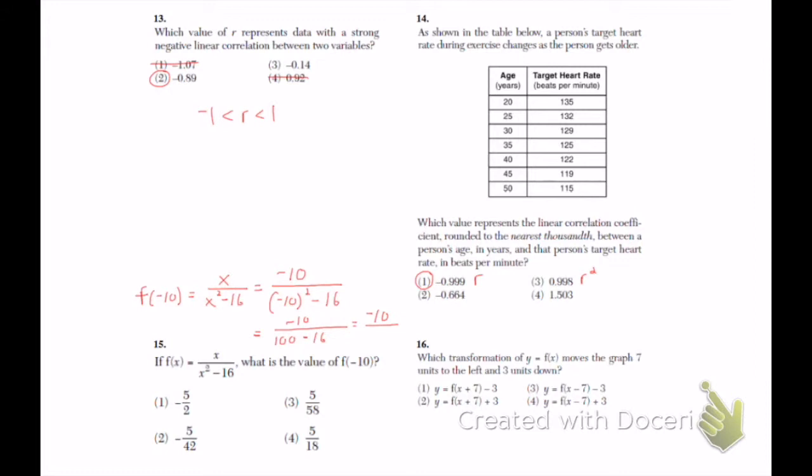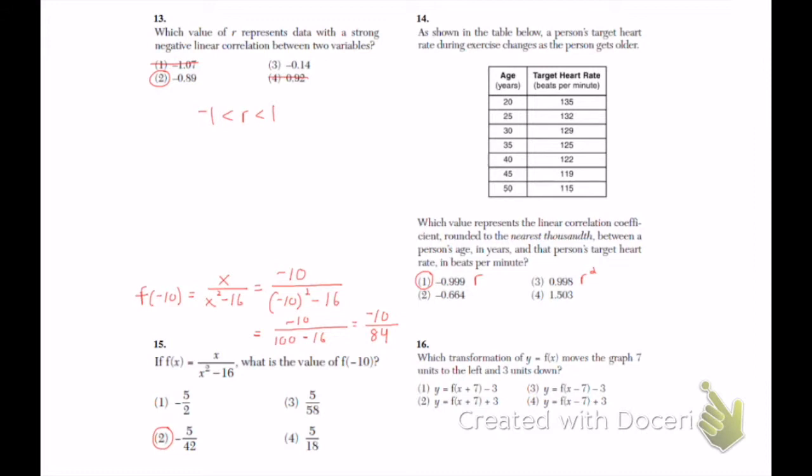and we get -10 over 84. When we break that down, simplify it, we can see that 2 goes into 10 5 times, and 2 goes into 84 42 times. So the correct answer is choice number 2.